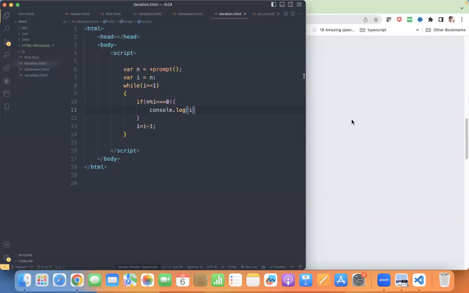Whenever you are unable to find out a logic, take bigger numbers. Bigger numbers.